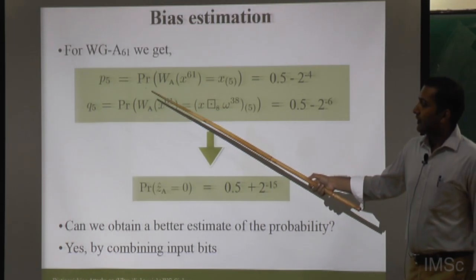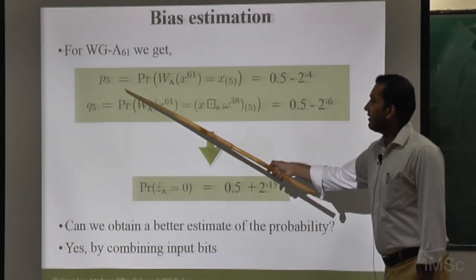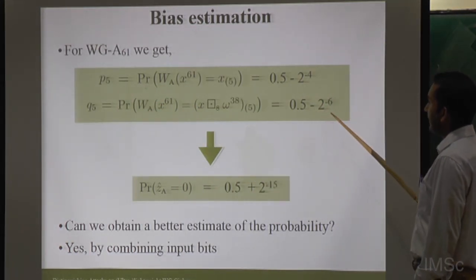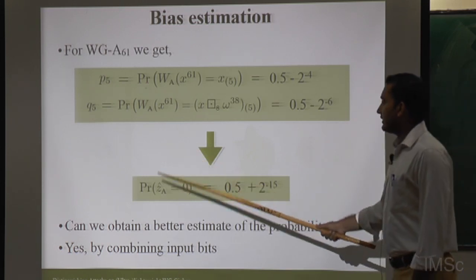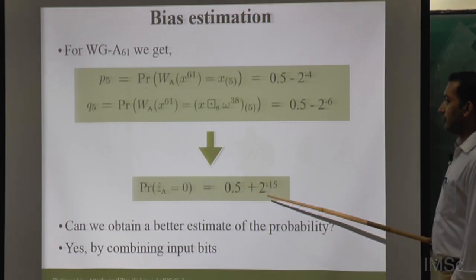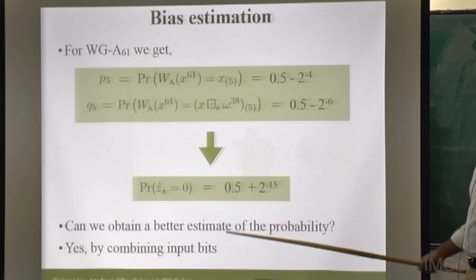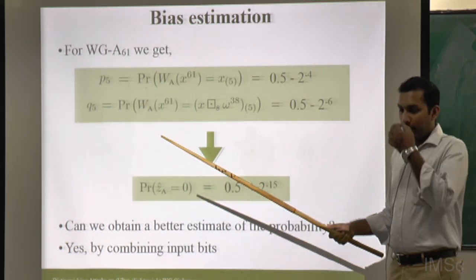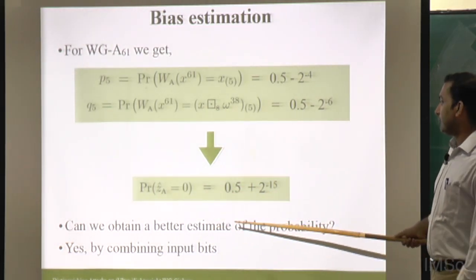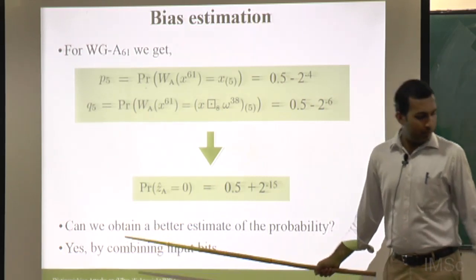Now, from the correlation probability tables that we have mentioned earlier, P5 and Q5 are equal to 0.5 minus 2 power minus 4 and 0.5 minus 2 power minus 6. Based on that, we can compute the probability that Z cap A equals 0 as 0.5 plus 2 power minus 15. Now the question arises, can we obtain a better estimate of the probability? Because many of the input bits are correlated towards the output bit. Is there any possibility to obtain a better estimate? The answer is yes, by combining input bits.